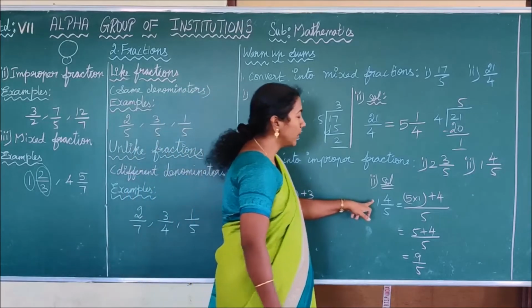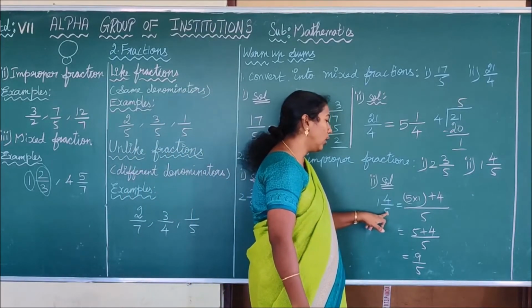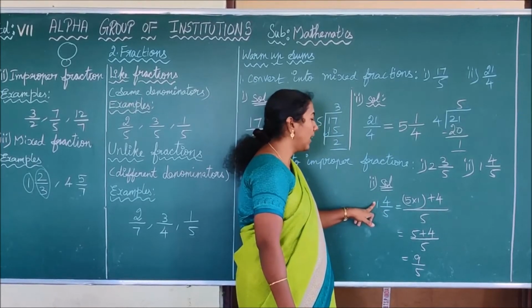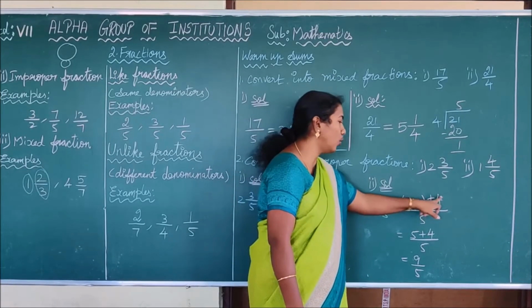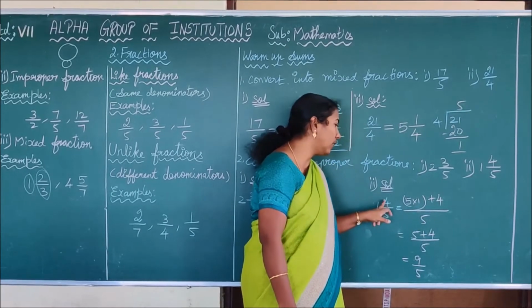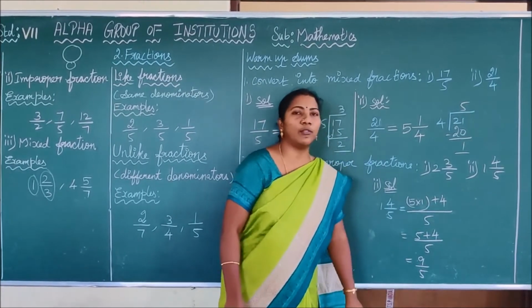Similarly see here, 1 4 by 5. You have to multiply the denominator with this whole number, 5 into 1, and add the numerator, plus 4. 1 5s are 5, plus 4. 5 plus 4 is 9 by 5. Thus we have converted this mixed into an improper fraction. It's clear, children.